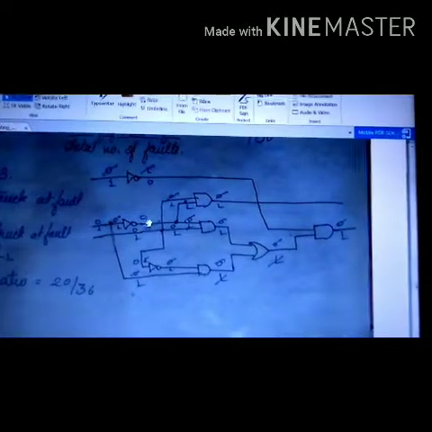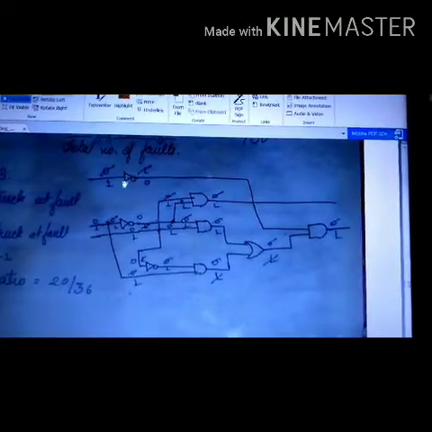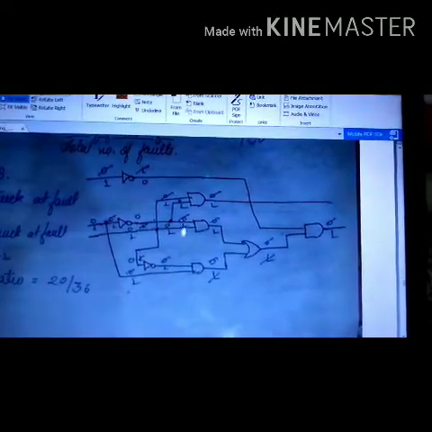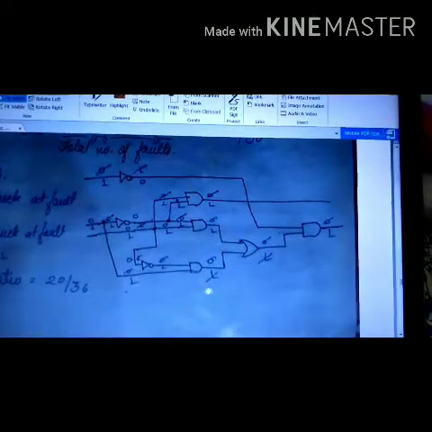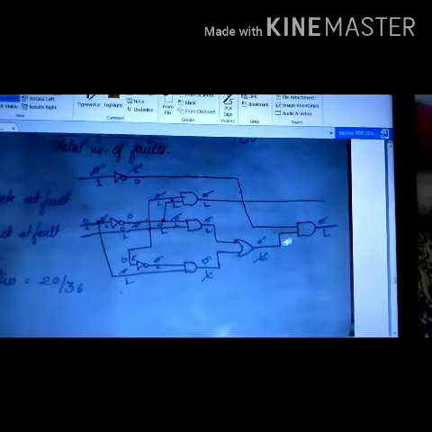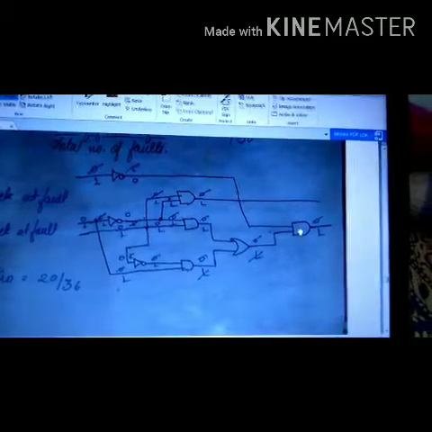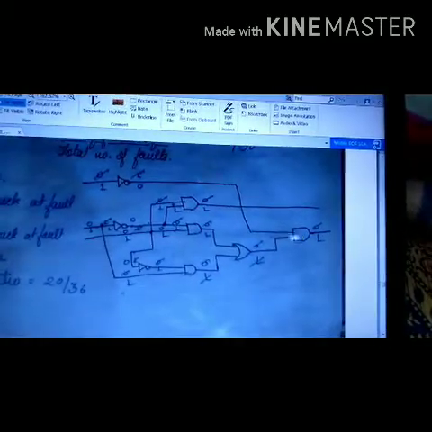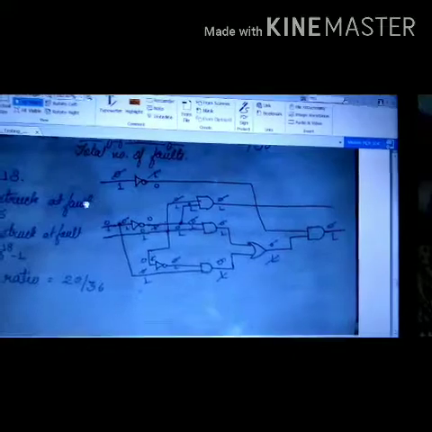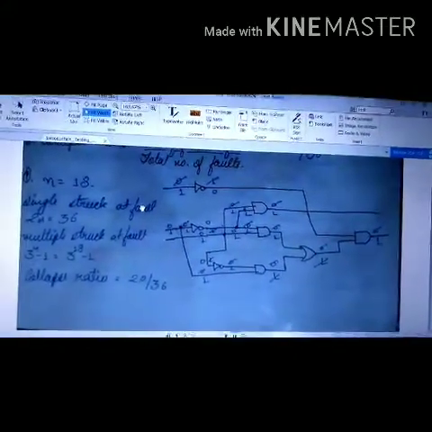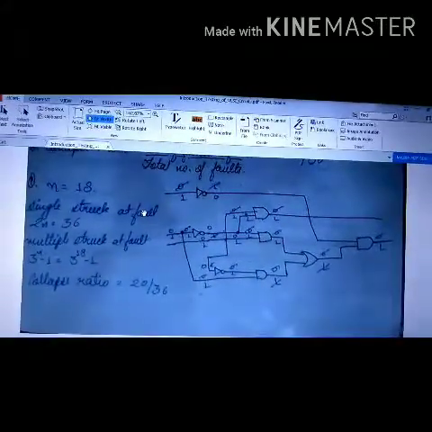So let us quickly look at one more example. This is the given circuit in which we have 3 NOT gates, then 3 AND gates here, 1 OR gate and 1 AND gate here. Okay, now we have to calculate again how many single stuck faults, multiple stuck faults and the collapse ratio.